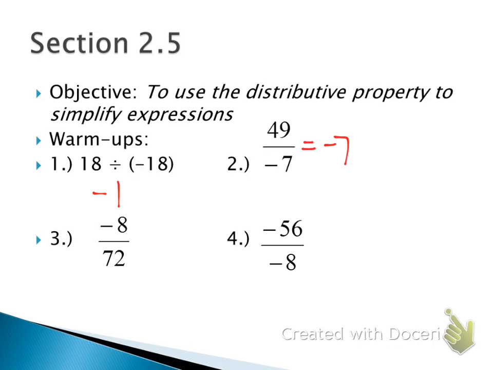Number 3 is a little tricky. Lexi, what'd you get? Close. I agree that it will be negative, but I think it'll stay a fraction because our smaller number is on top. So negative 8 divided by 72, that means we're going to end up with a negative 1/9. If the bigger number is on the bottom, that means it stays a fraction. When the bigger number's on the top, that's when we usually end up with an integer or a whole number.